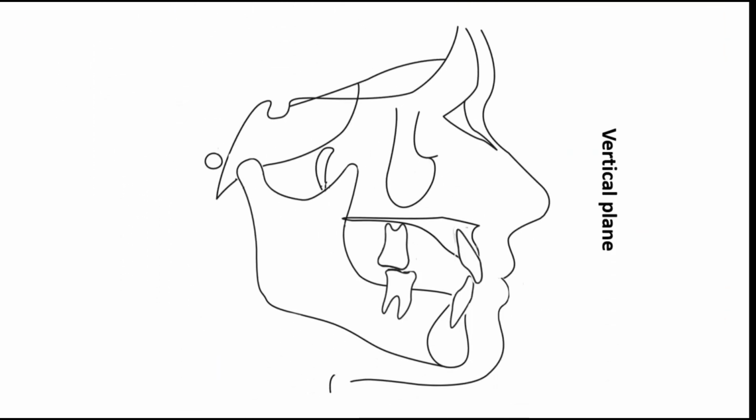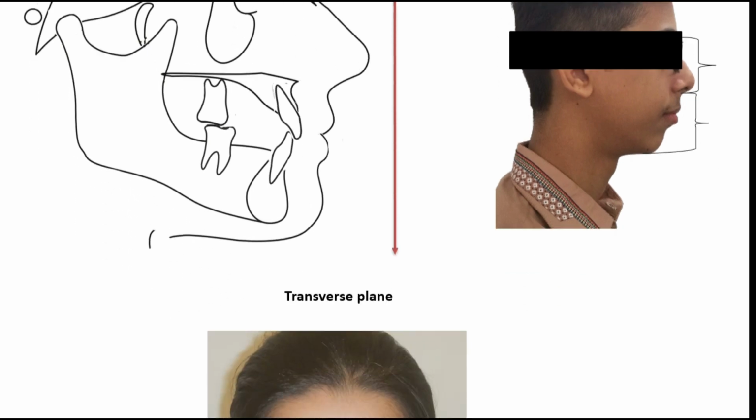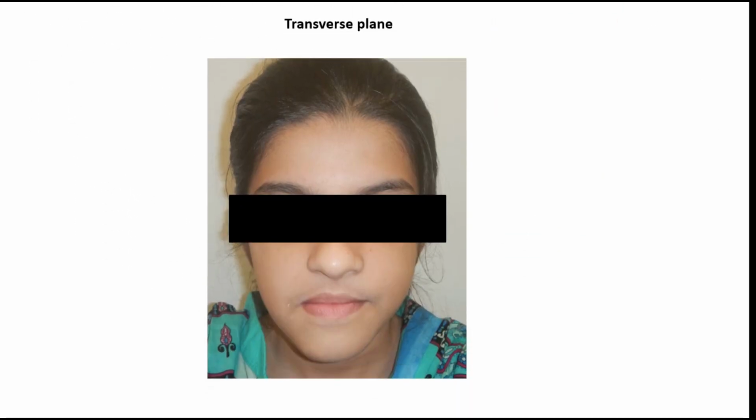The other dimension that you can measure in lateral cephalometric radiograph is the vertical plane. Like this patient has increased lower facial height as compared to his midface. So this is a vertical problem. However, the third dimension or plane, which is the transverse dimension, you cannot see in lateral cephalometric radiograph. Like this girl has a deviated mandible. Her chin along with the jaw or mandible is deviated towards the right side. This is a transverse problem.